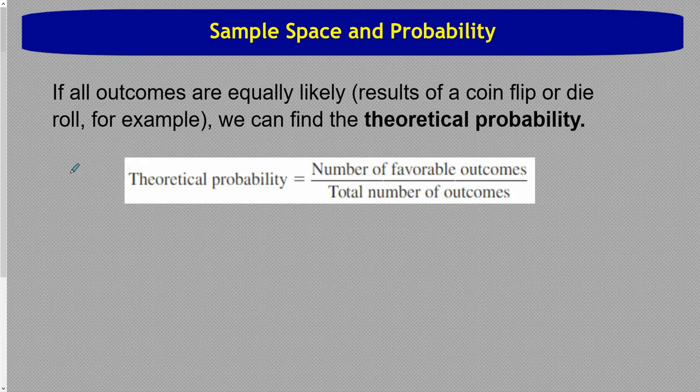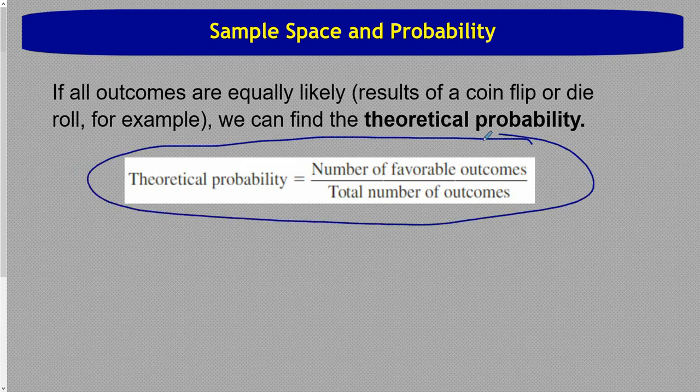If all outcomes are equally likely, meaning no one thing is more likely to occur than the other, like flipping a coin or rolling dice, then we can find what's called the theoretical probability. And this is what I drew earlier. Theoretical probability is the number of favorable outcomes divided by the total number of outcomes. This is what we refer to most of the time when we talk about probability. We're going to talk a little bit later about experimental probability and how it's just slightly different.